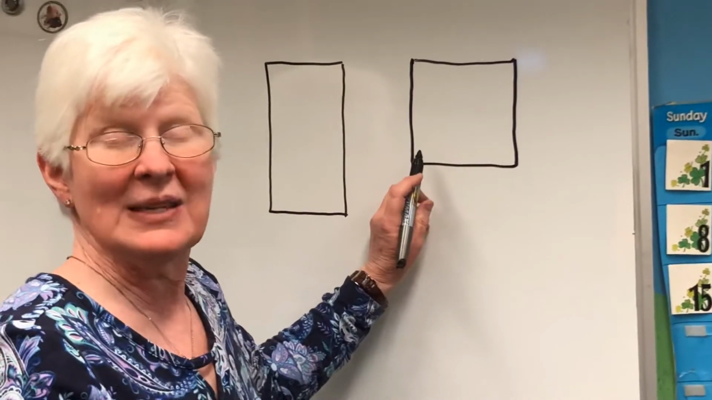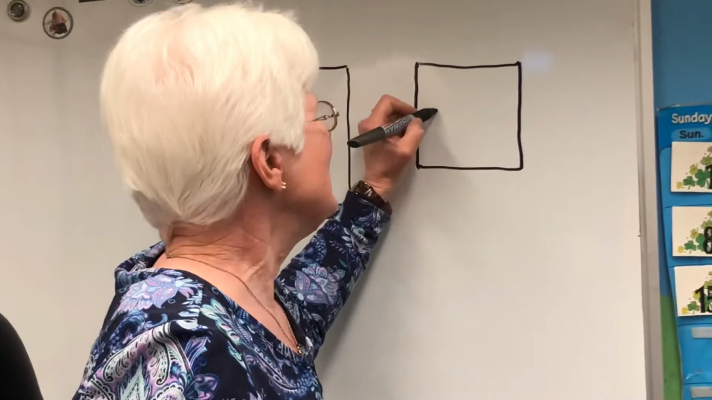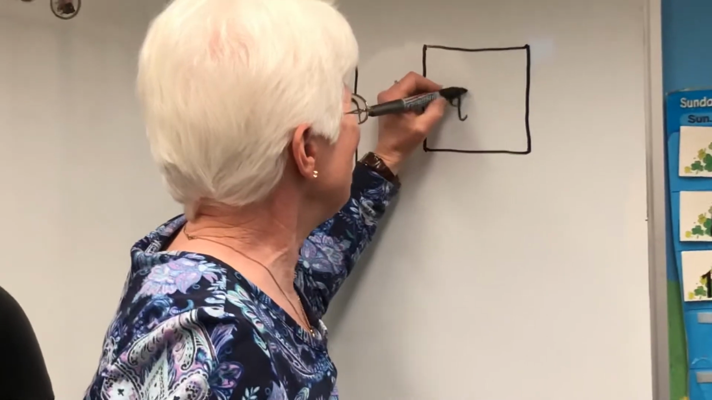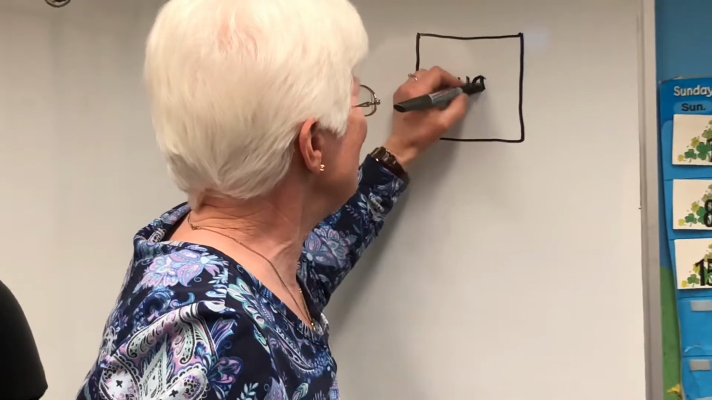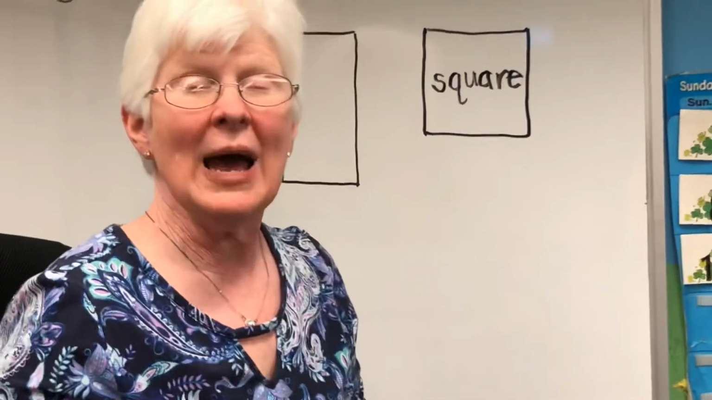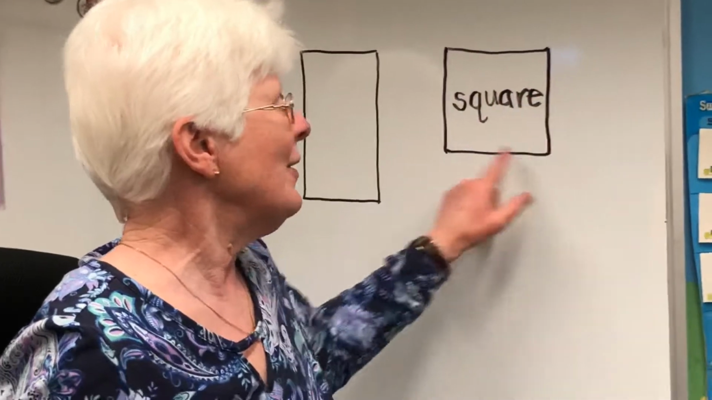Do you remember what this is called? You're right. It's a square. S, Q, and U are good friends. Square. That's a square. Look around your house. Can you see anything that's the shape of a square?